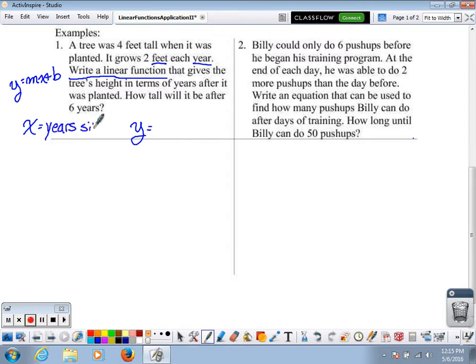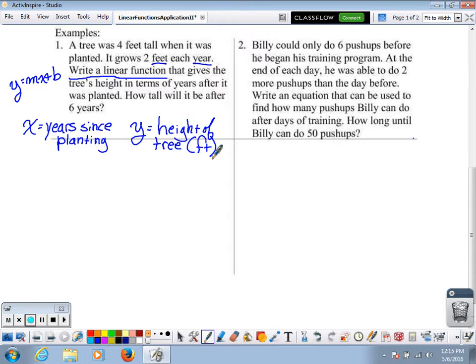since planting, that's going to be my x. And my y is going to be the height of the tree in feet. We want to clearly define what x and y are. Because, guys, once we do that, everything else sort of falls into place.